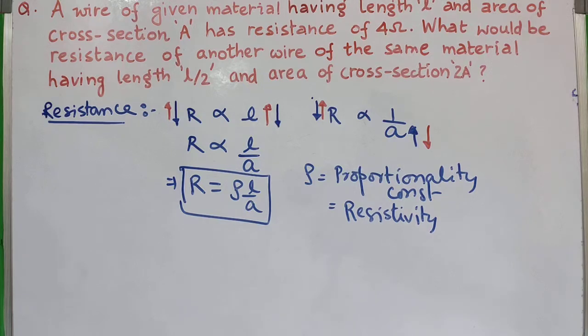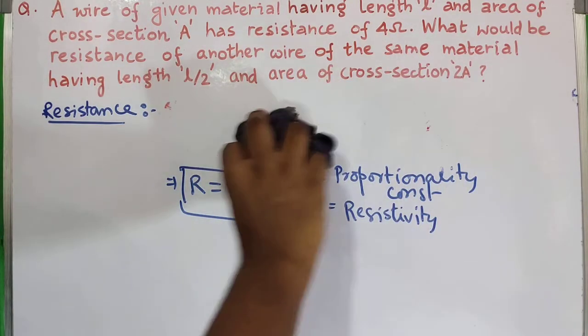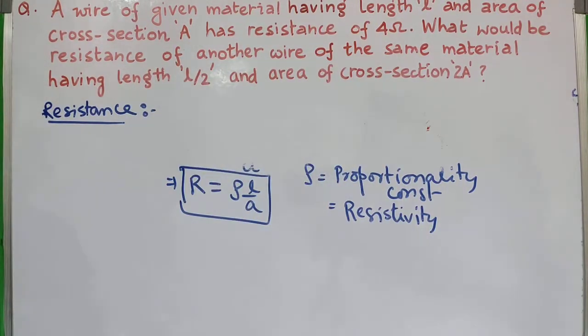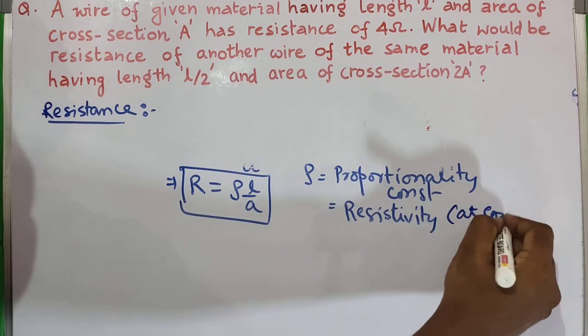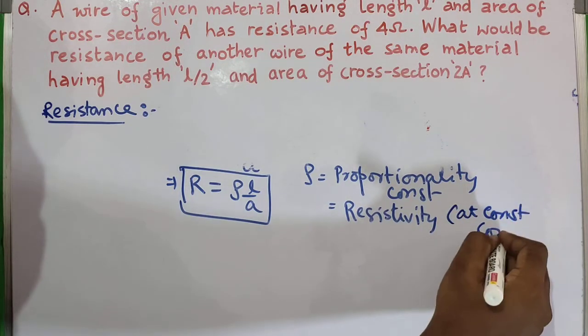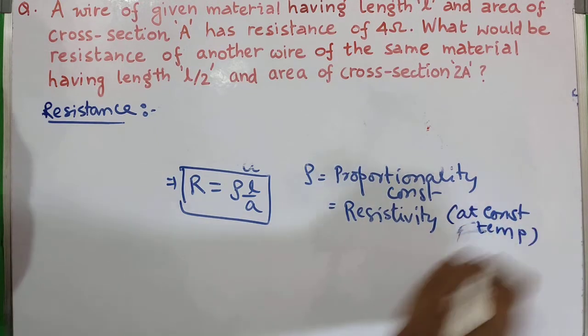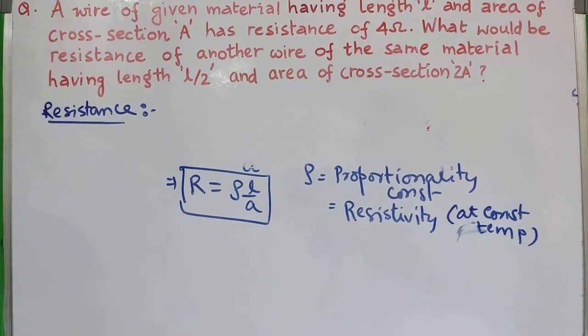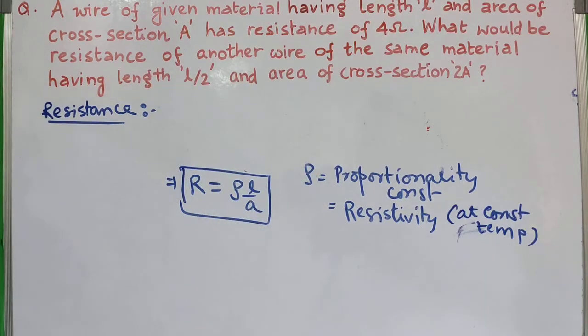Now we can try to solve the question. So what is the question we have? Let me write the given first. Remember one more thing, that resistivity at a constant temperature should be constant, right? Temperature should be constant. So in this case, we have two wires. We have to assume that the two wires are kept at the same constant temperature, else the resistivities will change.